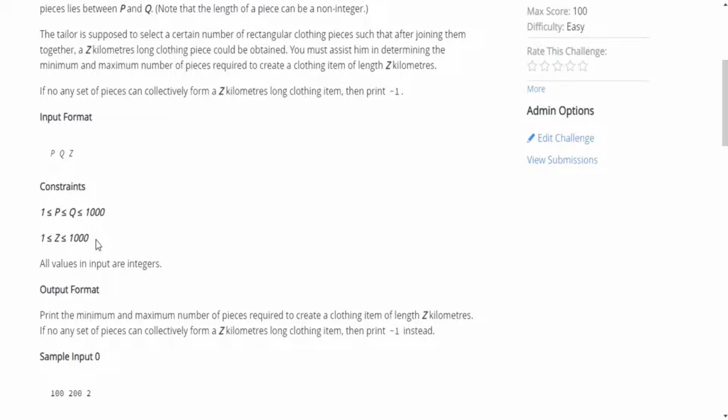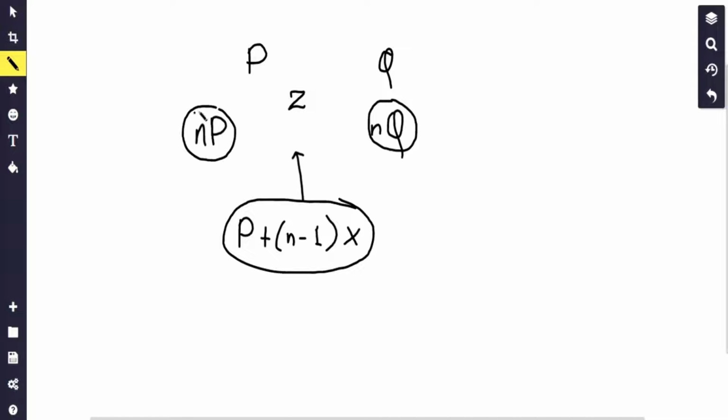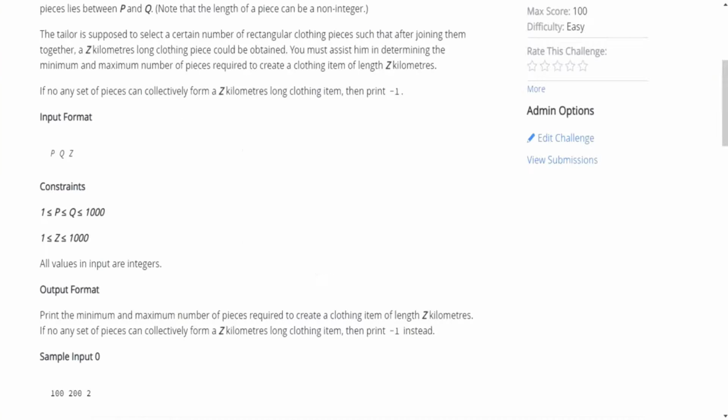So the brute force solution that we could generate for this particular problem will include iterating over this range starting from 1 up to 10 to the power 6, and we'll simply check this particular condition, that is whether my z lies between np and nq, that is ip to iq, considering i as the iterating variable. We'll check this condition and accordingly we'll proceed. So let's take a look at the code.